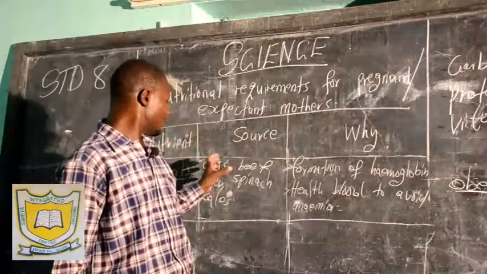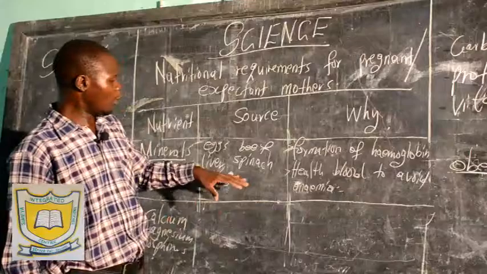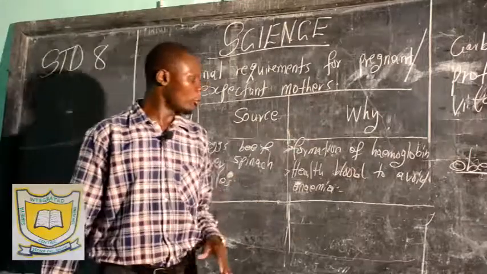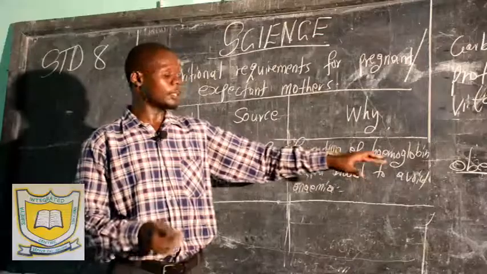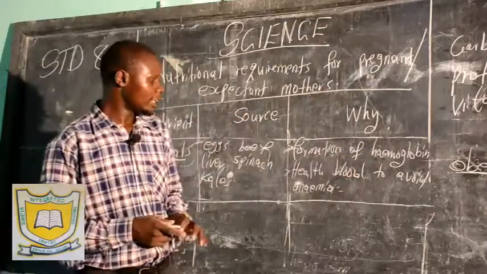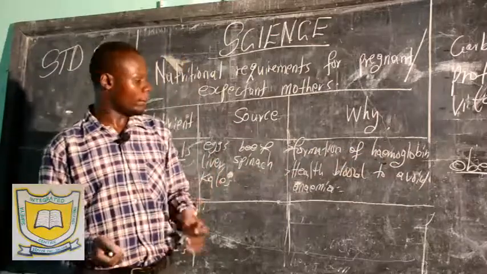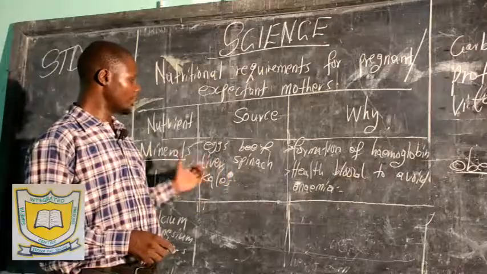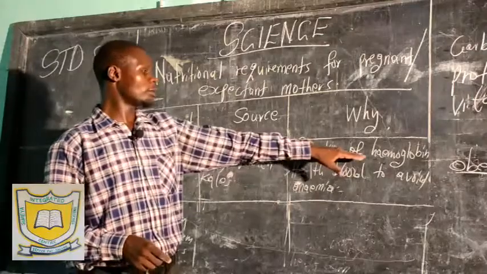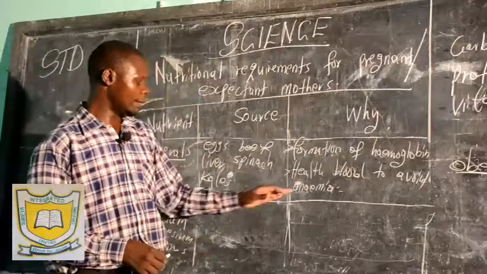These are the sources: eggs, beef, liver, spinach, and gills. Now, formation of hemoglobin in the red bone marrow. This hemoglobin is the one that transports oxygen in the blood. So when it is not formed, there will be a problem of oxygen transportation. So this is the iron that forms the hemoglobin. Then we have healthy blood to avoid anemia.